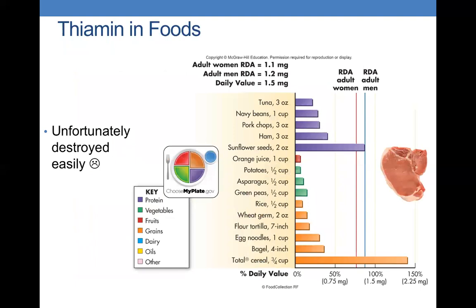Where do we get thiamine? In our foods. We can actually find thiamine in quite a few foods. It's in sunflower seeds, enriched cereals, some vegetables, some protein products, and most men and women do meet the RDAs. There is no upper limit for thiamine.